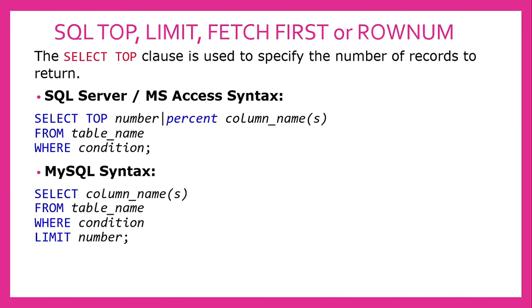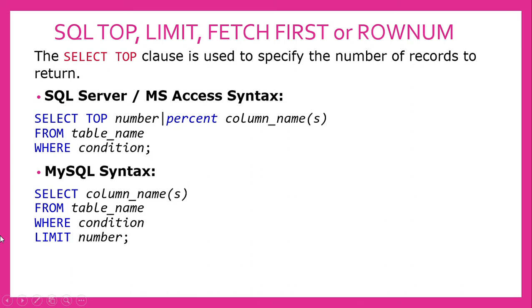Next we have SQL TOP, LIMIT, FETCH FIRST or ROWNUM. Actually, these are all the same, but have different names, or we can say these are used on different systems. These TOP, LIMIT, FETCH are used to show only a limited number of records. Like if we want to see 10 rows, then it will display only 10 rows.